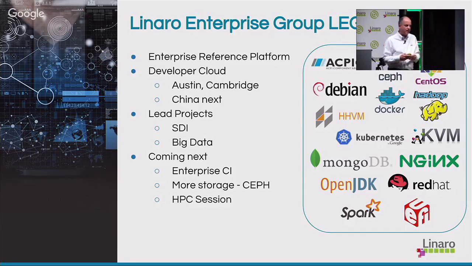The main lead projects for LEG are software-defined infrastructure, including OpenStack, and also the big data projects that we've been working on over the last year. But there's a lot of new activity in LEG as well to expand the software that's available on ARM servers and to optimize it further. And a big focus on enterprise testing and validation, and also identification of two particular areas of interest for the ARM architecture, one being storage, where there's going to be more effort and work jointly on the Ceph project, and also specific interest in the future for ARM in the HPC market.